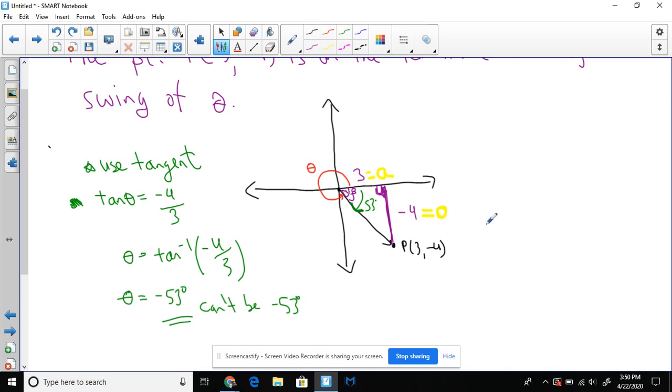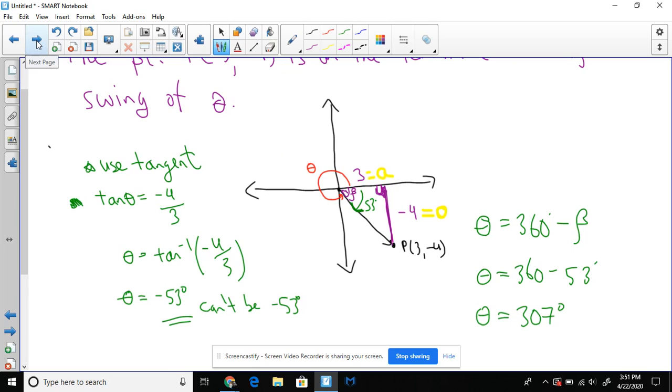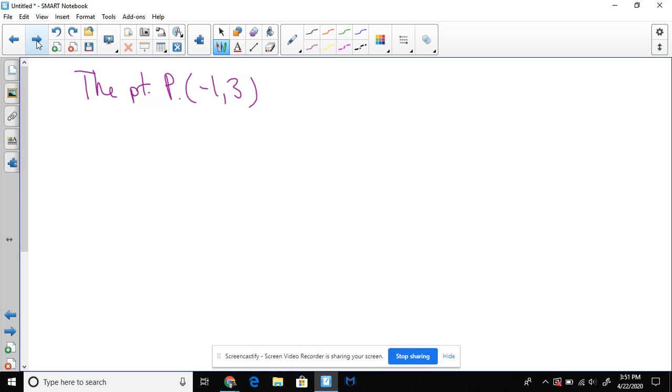So now in this quadrant, to find theta, theta is just going to be 360 minus my related acute, which is going to be 360 minus 53. So theta is going to be around 307 degrees. Okay? Everybody cool with that? Hopefully that makes sense. We'll do another one that will hopefully illustrate the same kind of concept.